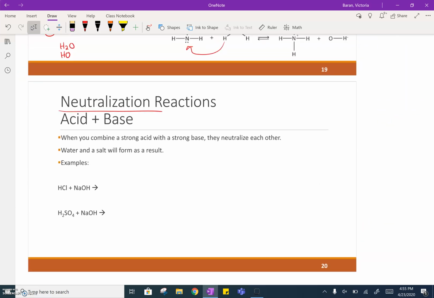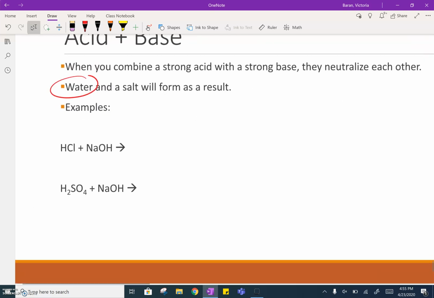Now for the last one, we have neutralization reaction. So as that name suggests, you're going to create something that's neutral, and water is an example of something that is neutral. So this is what happens when you combine an acid and a base with each other. So I'm going to go over 2 examples here. So one thing to remember with a neutralization, if you're ever stuck, just start by writing water.